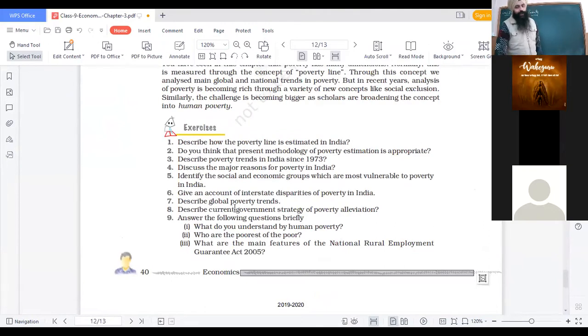Describe the current government strategy of poverty alleviation. First, note what kind of strategy is supported by the government of India in relation to the reduction of poverty. For example, land reforms: what kind of land reforms were initiated, you have to note it down. Second, growth of industries. Third, redistribution of income. And fourth is sectoral growth of the economy. These are part of the strategies adopted by the government of India for the removal of poverty. Then you have to mark poverty alleviation programs also, in detail with their objectives.